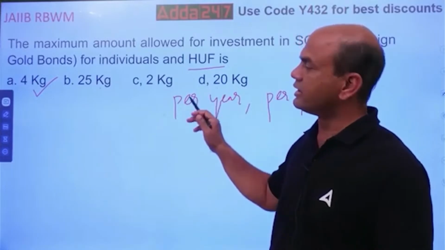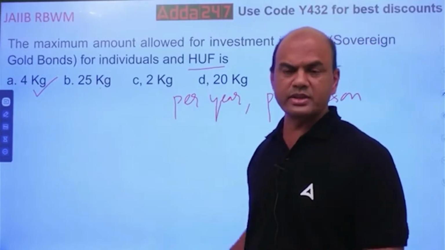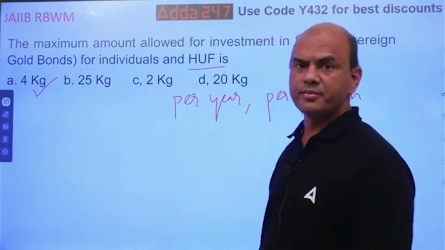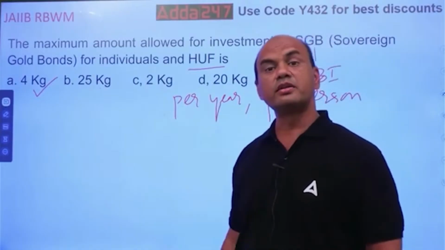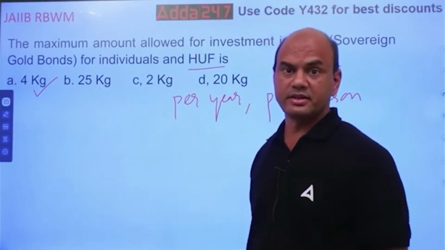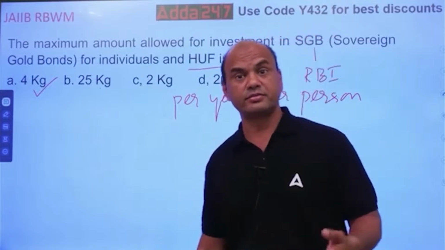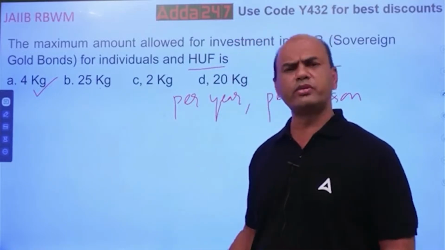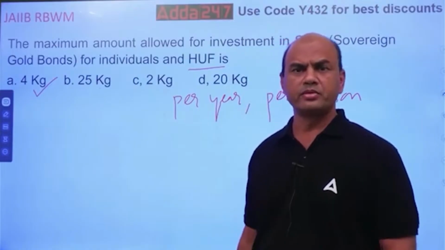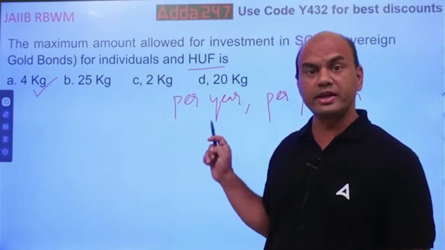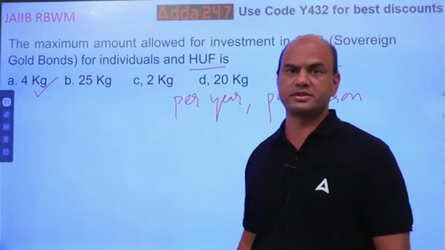I gave you this hint, 4 kg and 20 kg. What is this 20 kg? 20 kg is for the trusts. There are various trusts in our country who have huge money. So these trusts can invest 20 kg per year per trust.